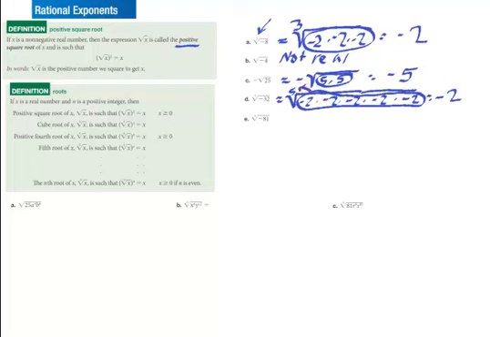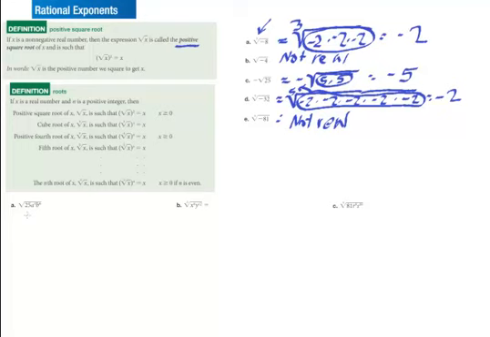This is a 4th root, so it's an even root with a negative on the inside. Once again, I'm going to say that this is not real. And if you know about your imaginary numbers, then you might be able to have an answer for that, but we're going to disregard that for right now. So let's look at this one down here.